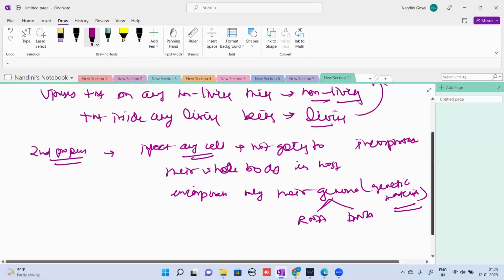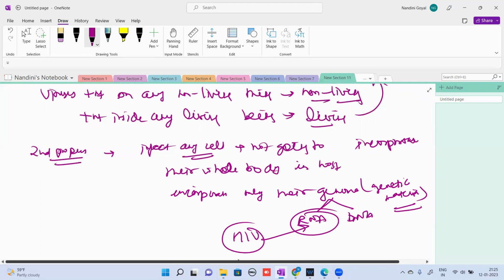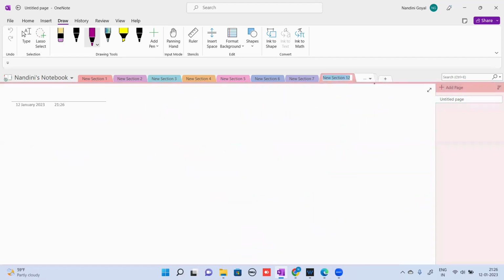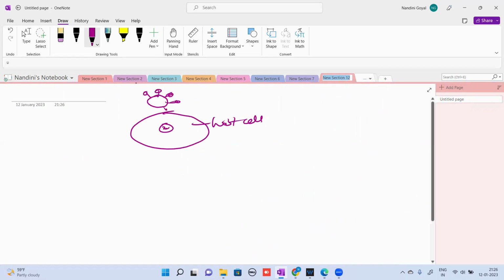So inside the HIV virus, the genetic material is RNA. There is no DNA in HIV virus. So HIV virus is going to incorporate its RNA into the human cells. See here. Suppose it is a host cell. The host cell has a nucleus with a genome inside. It is a virus, the HIV virus. Now it is going to incorporate its strands of RNA. It is going to incorporate its strand only, not its whole body.